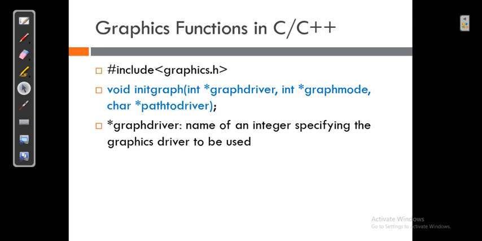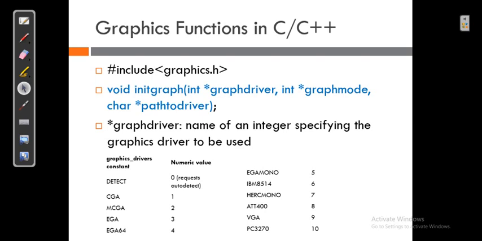Here is the driver of your graphics card, that may be on board, or a PCI card. So this is about the graphics driver. Second is graphics mode. Graphics mode is basically the resolution, on what resolution you work with. And then we have the path to driver. Path to driver is the address of BGI files, where they are located on your hard disk.